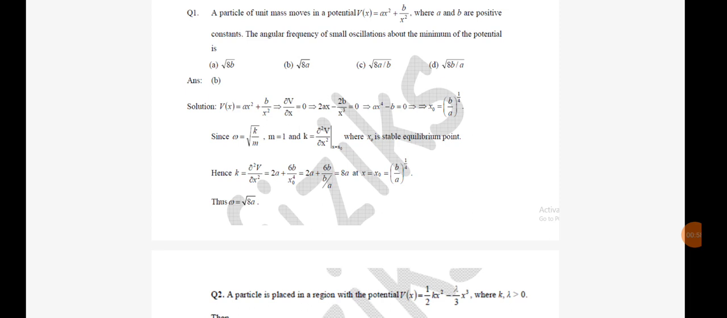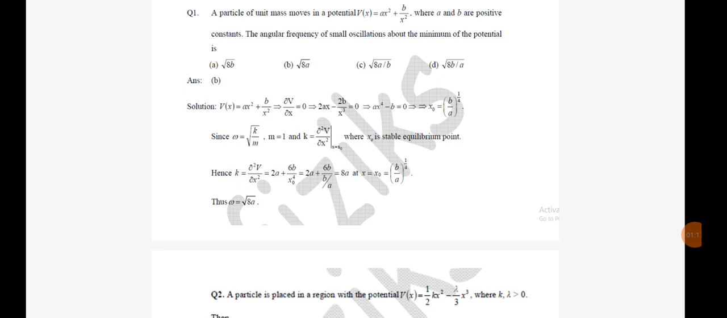A particle of unit mass moves in a potential V of x equivalent to a x squared plus b by x squared, where a and b are positive constants. The angular frequency of small oscillation about the minimum of the potential is... We need to find the angular frequency. So the given potential is this.